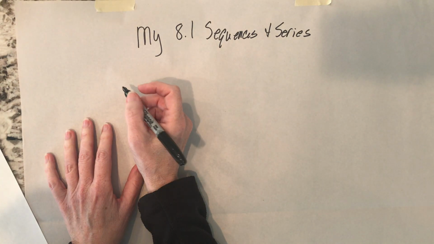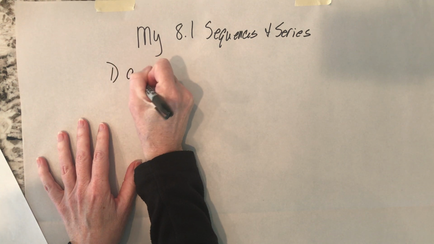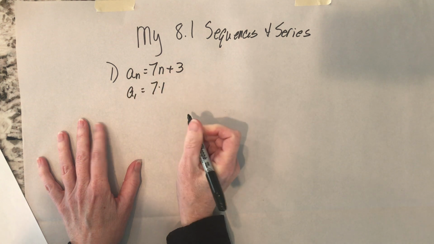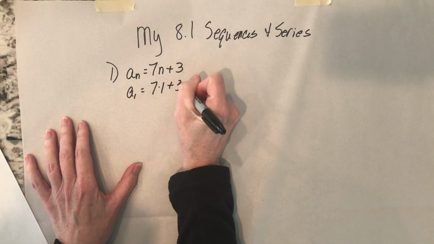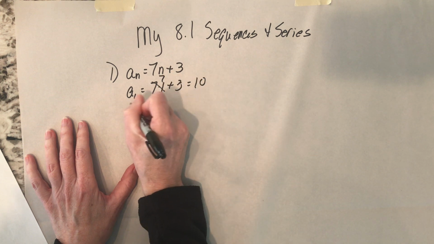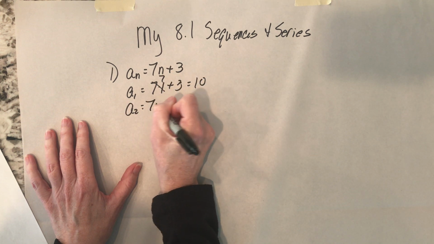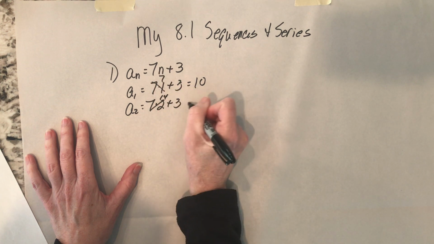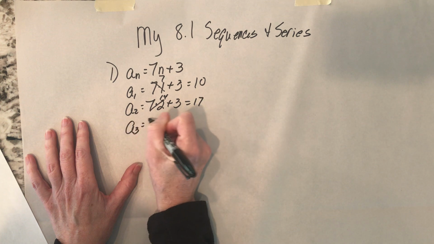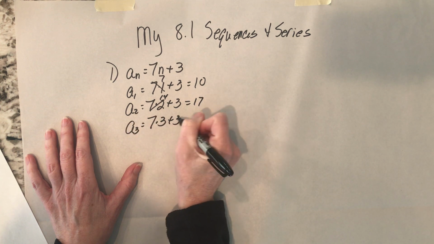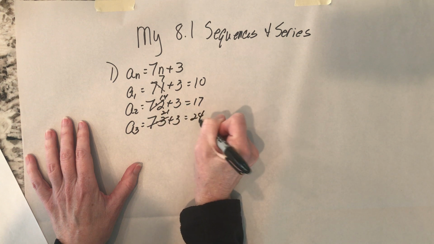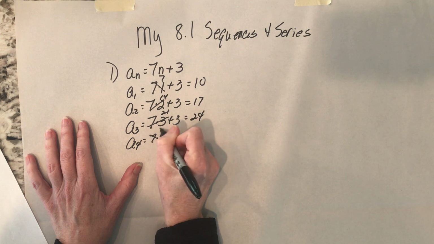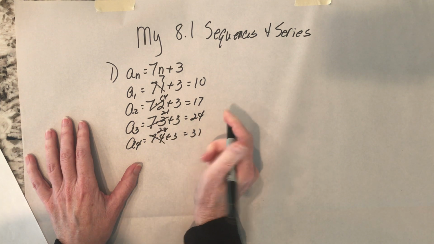Okay, write the first 4 terms. Number 1 is a sub n equals 7 times n plus 3. So a sub 1 is 7 times 1 plus 3. That's 7 plus 3, that's 10. A sub 2 is 7 times 2 plus 3. 7 times 2 is 14, so that gives us 17. A sub 3, 7 times 3 plus 3. 21 plus 3, that's 24. And a sub 4, 7 times 4 plus 3, so we get 31 out of that.